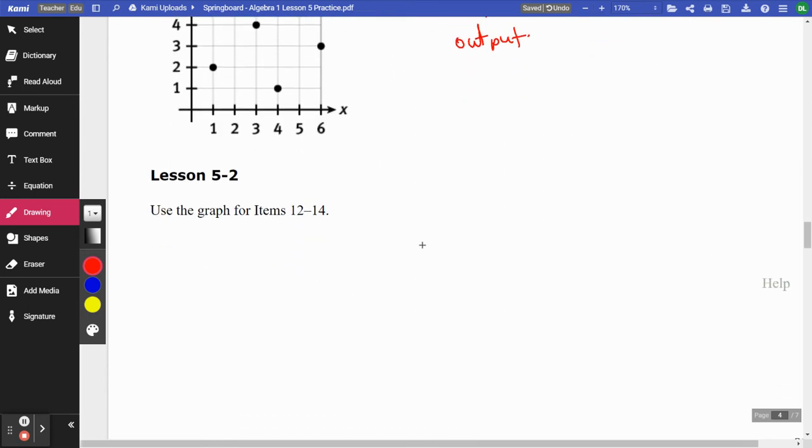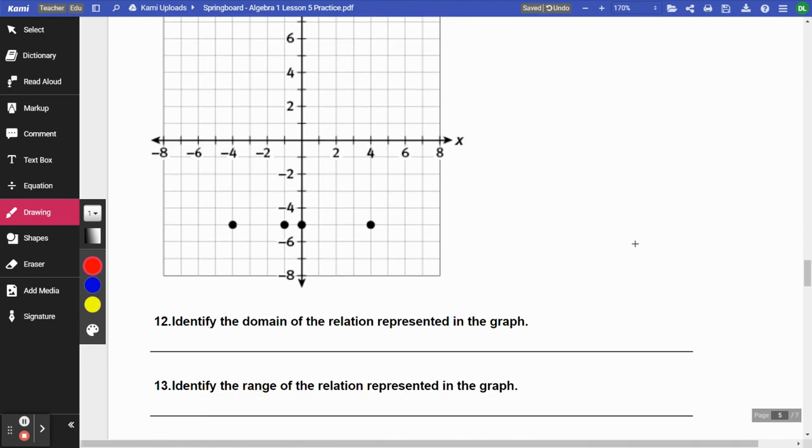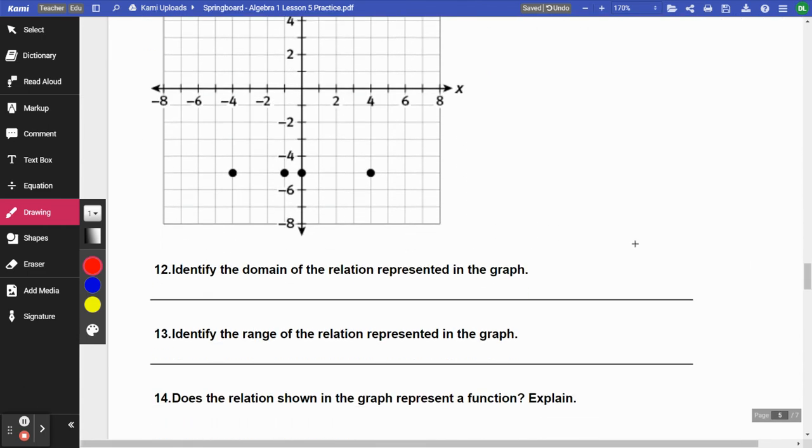All right. Lesson 2. It just wants us to use the graph, right? Use this graph, identify the domain, the range, and does the relation of the graph show a function? Well, the domain is my inputs, right? And my inputs are my x values. My domain are my x values. So let's just write the ordered pairs.